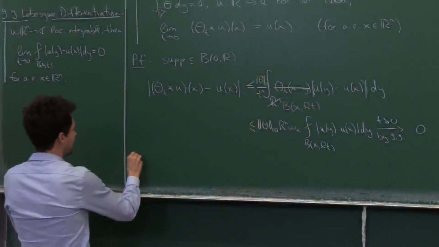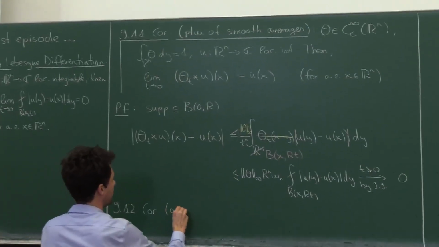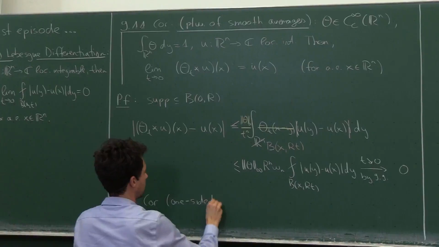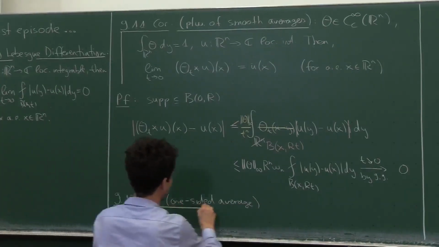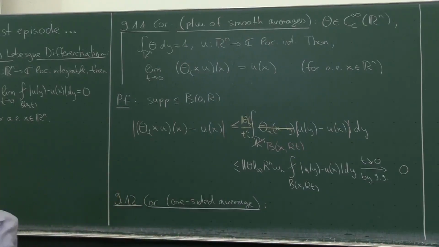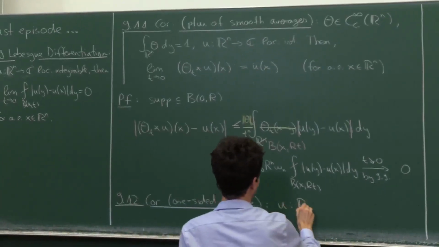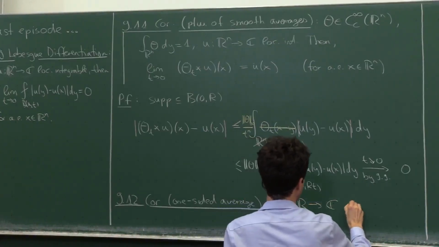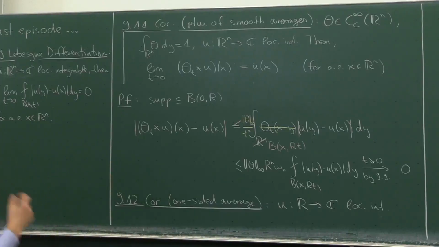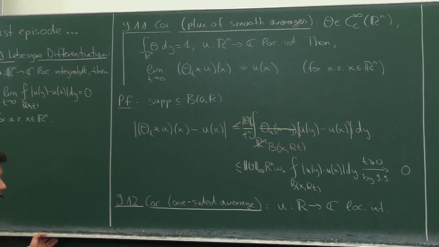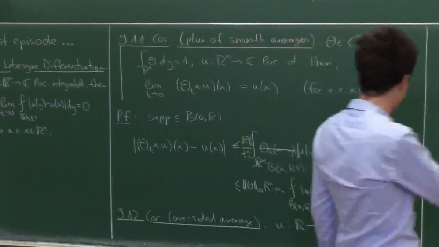So a second corollary that I find interesting is about one-sided averages. Okay, so that's a thing I'm only doing on the real line. So suppose that u now on the real line is locally integrable as always, and then the following thing is going to happen at almost every point.